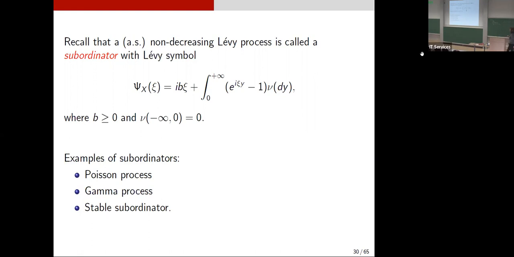So subordinators are non-decreasing Lévy processes, with this Lévy symbol here, and in particular, b must be greater or equal to 1, and the Lévy measure must be concentrated on the positive semi-axis. Examples of subordinators are the Poisson process itself and the gamma process, and what we will use later, the alpha stable subordinator.